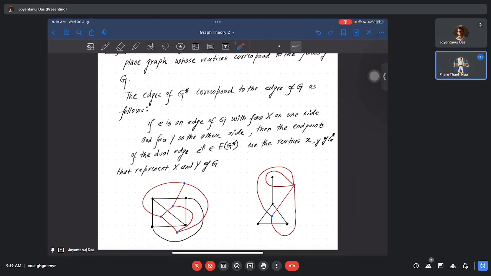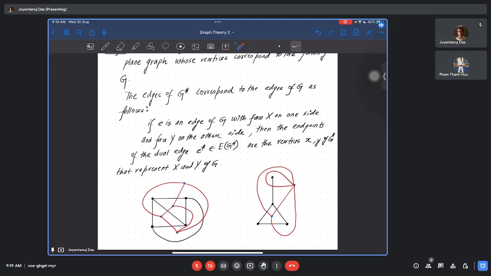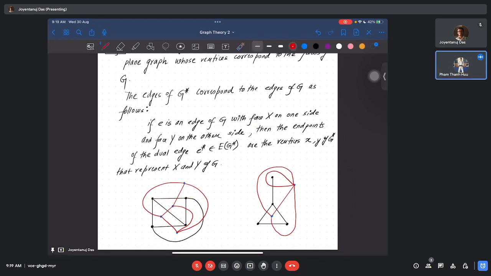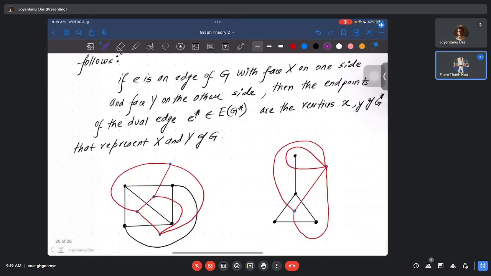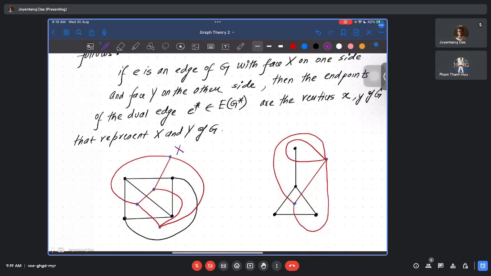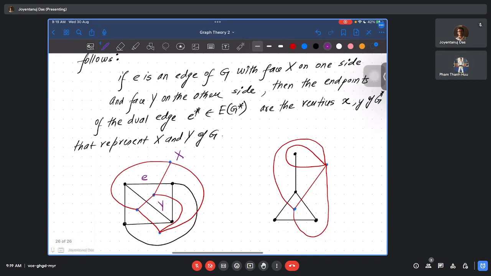This face I am naming as capital X, and this face I am naming as capital Y. So now this is an edge between them. Let me write it down. Suppose this is my capital X and this is my capital Y, and this edge is my E, right? Then it satisfies the condition: E is an edge of G with face X on one side and face Y on the other side. So now the endpoints of the dual edge.